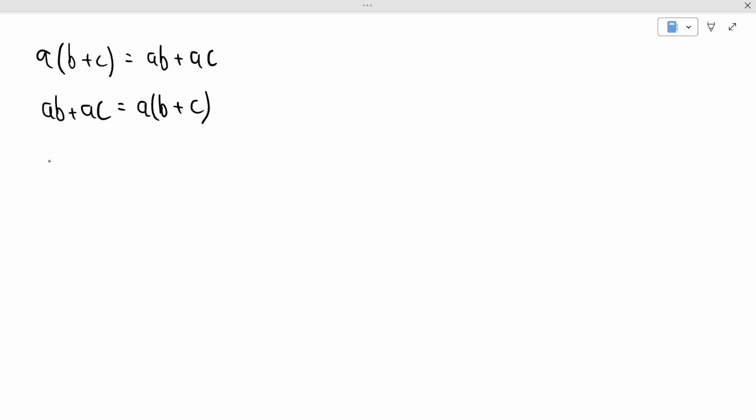If we want to factor the expression 12x squared y plus 6xy squared, we need to find the greatest common factor for 12x squared y and 6xy squared. What do the two terms have in common? If we look at the coefficients, we see that the greatest common factor between 12 and 6 is 6, so we have to factor out a 6.